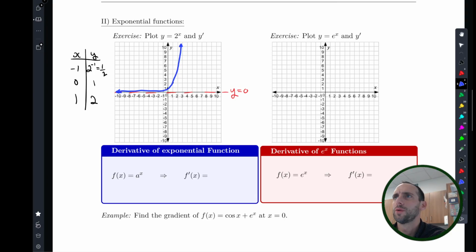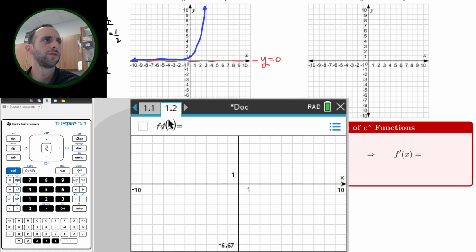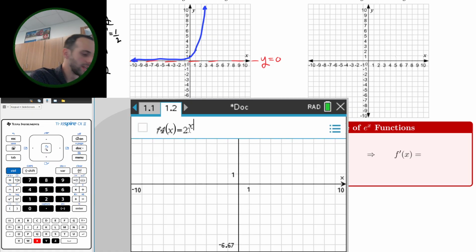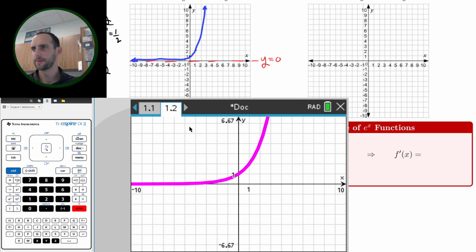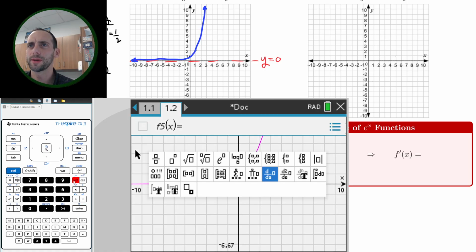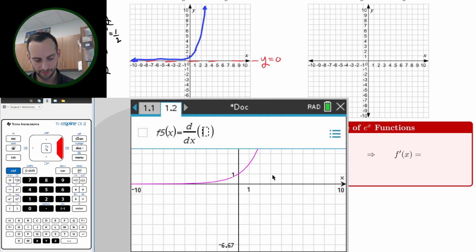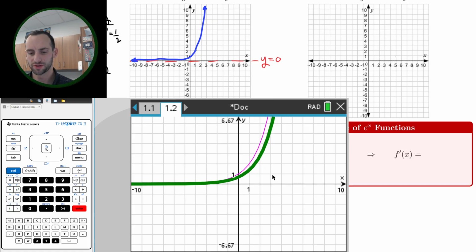So we'll bring that guy back in here, and we'll reproduce that graph we've just seen, our 2 to the x graph. We'll do that on a new graphing page. So y equals 2 to the x. It's pink. And we want to graph its derivative. So again, we grab that derivative template right next to the number 9. And in this case, I want to graph the derivative of f4 of x. And we get this green curve.